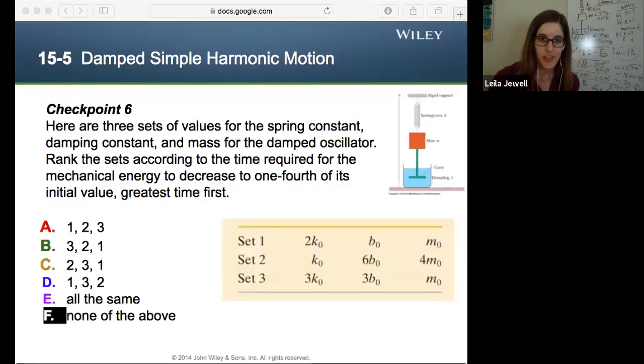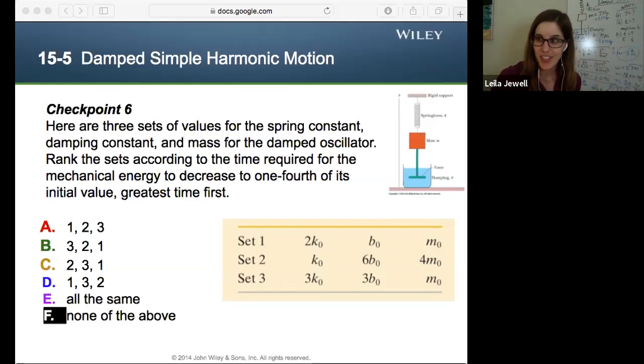All right, if I haven't lost you yet, let's take a look at a checkpoint. There are 3 sets of values for the spring constant, damping constant, and mass for the damped oscillator. Rank the sets according to the time required for the mechanical energy to drop to 1/4 of its initial value, greatest time first. This is a problem that requires some careful thought, so I encourage you to think about it. See if you can come up with a result. So please go ahead and hit pause now.